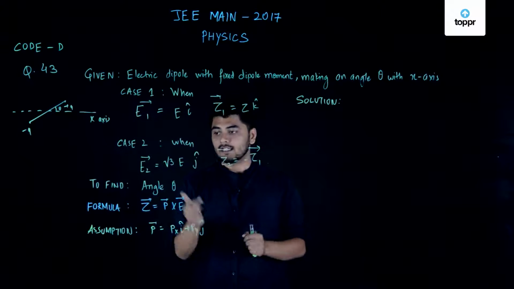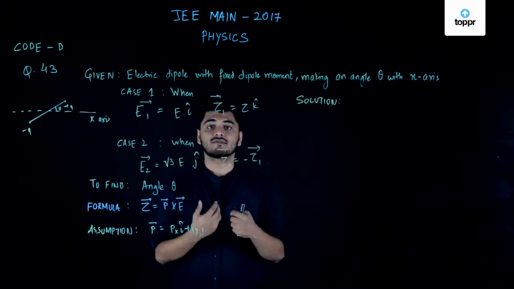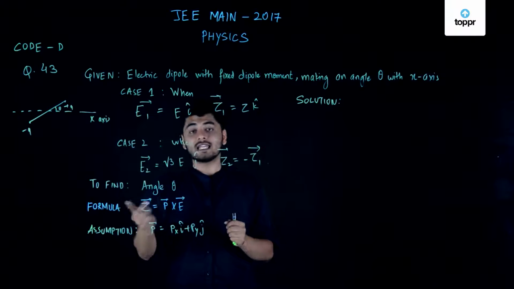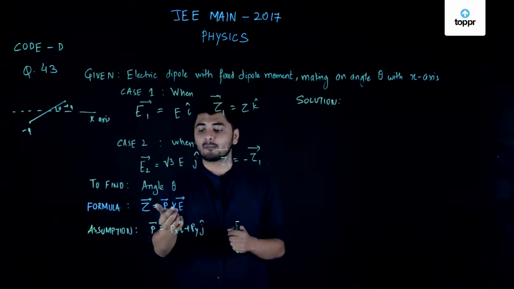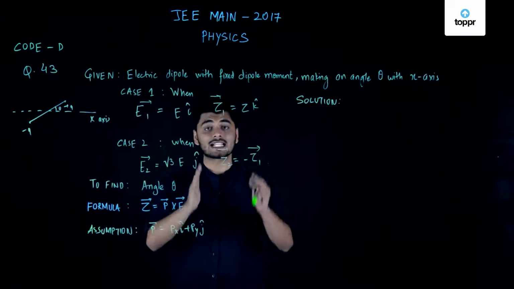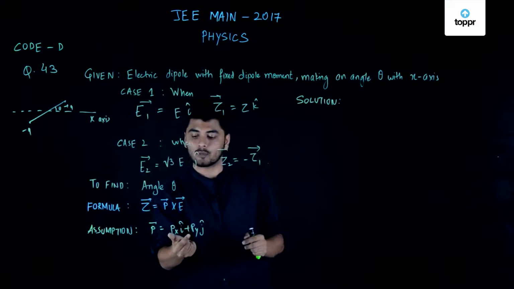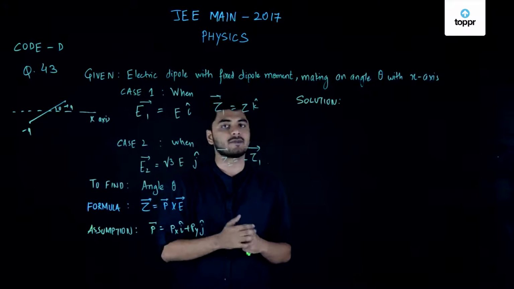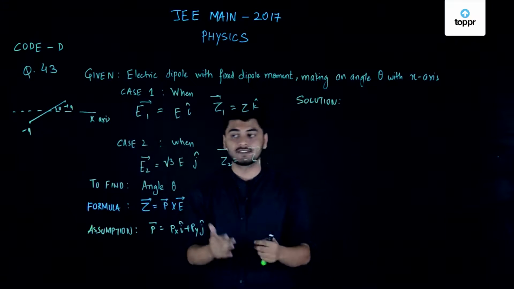In order to find the angle theta, we first need to find the value of torque using these two conditions. The formula we are going to use is that torque is P cross E, where P is the electric dipole moment of this electric dipole. As we know that the electric dipole moment is fixed, we can assume it to be equal to Px i cap plus Py j cap. Having all this information, now we will proceed with the solution.